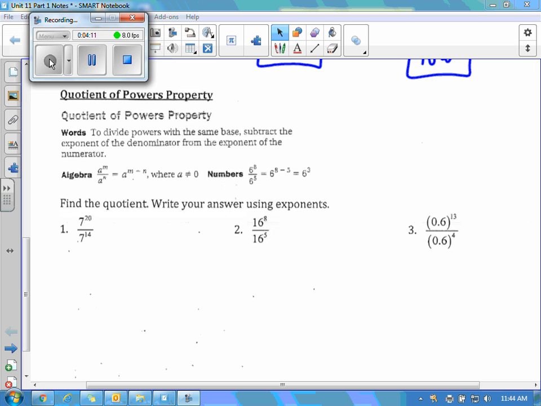Product means multiplication, so we added the exponents together. Now we're going to do the quotient of power property. Quotient means division, so now instead of adding the exponent, we're going to subtract the exponent.